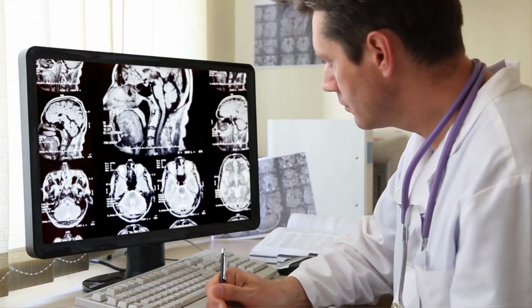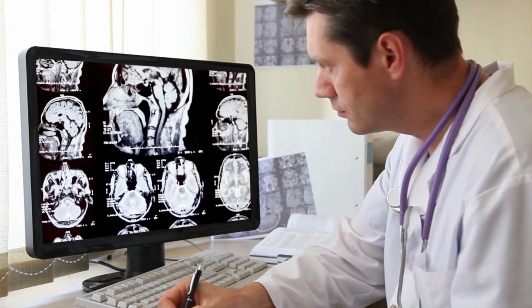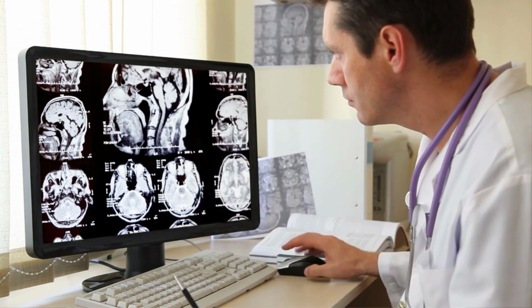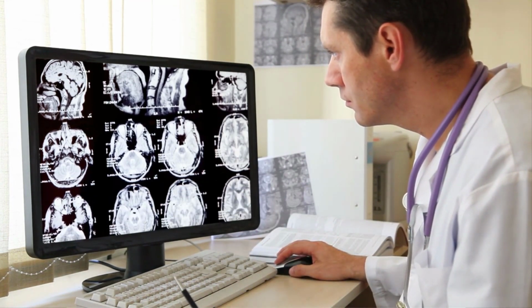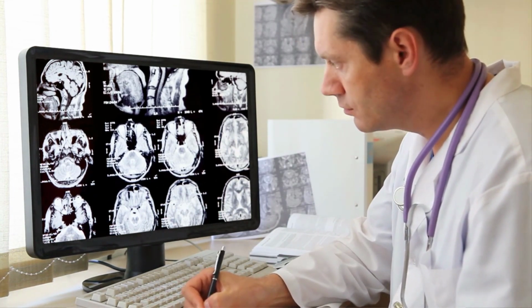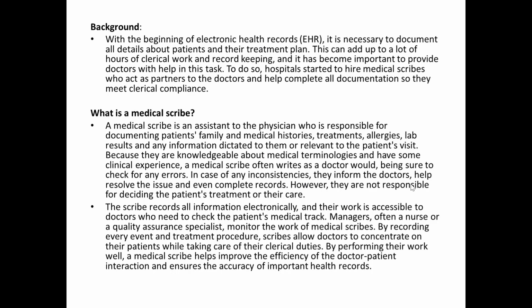Okay, the scribe records all the information electronically, and their work is accessible to the doctors who need to check the patient's medical track. So doctor has visibility. तो डॉक्टर को सब चीज़ें पता चल जाती है एग्जैक्टली क्या हो रहा है, मतलब रिकॉर्ड एक्सेसिबल रहता है उसको. एंड मैनेजर्स, ऑफन नर्सेस और क्वालिटी एश्योरेंस स्पेशलिस्ट, दे विल मॉनिटर द वर्क ऑफ द स्क्राइब. सो मेडिकल स्क्राइब ने जो भी काम किया है, ऑफन नर्स और जो भी क्वालिटी एश्योरेंस डिपार्टमेंट के लोग रहेंगे या फिर जो सीनियर्स रहेंगे, दे विल चेक देयर रिकॉर्ड्स, हाउ दे हैव डॉक्यूमेंटेड इट, इज़ इट वेल एंड गुड और नॉट.